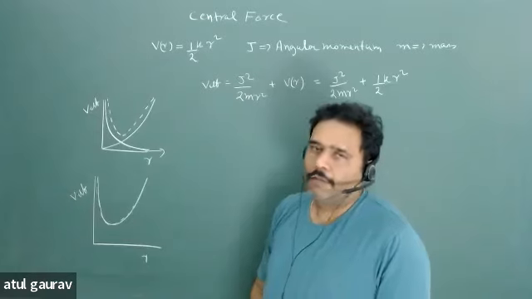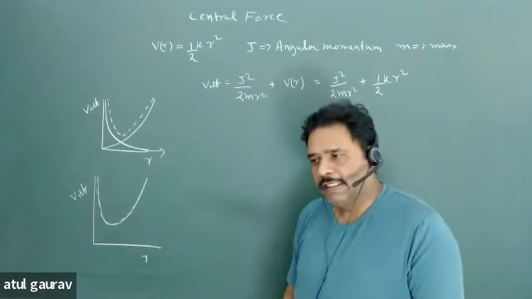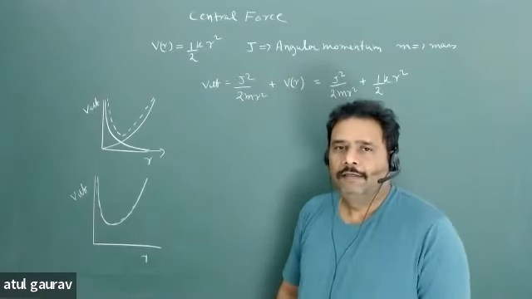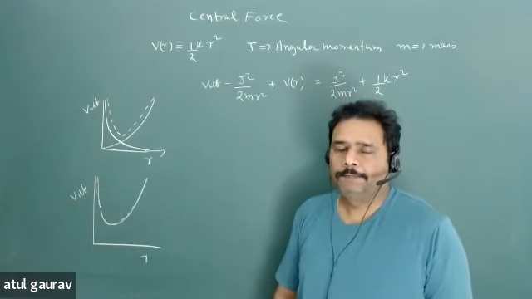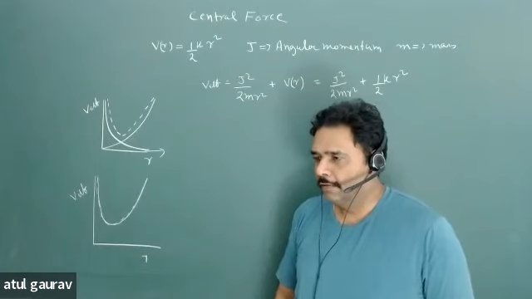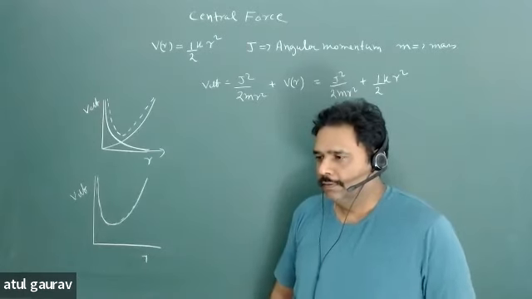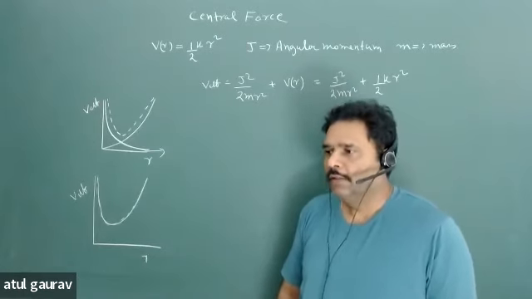From this plot, what can be the conclusion? Which type of orbits can be there? What orbits are possible? Anyone? Circular or elliptical? Very good.